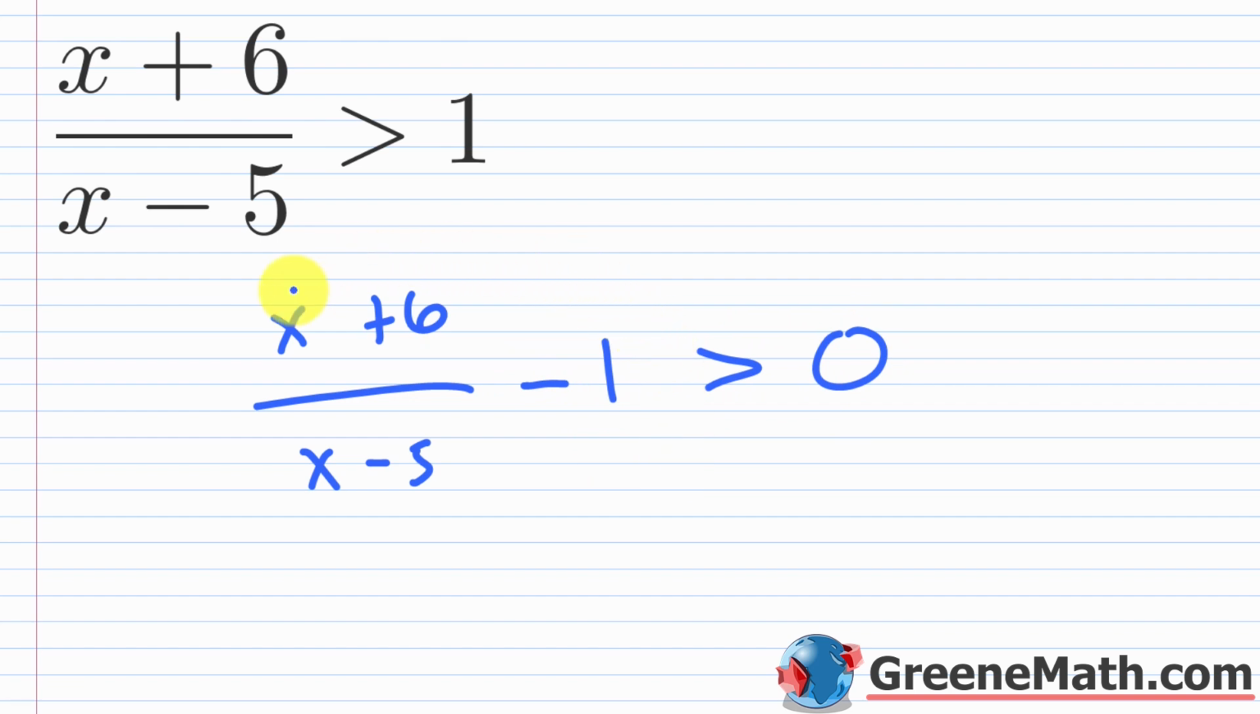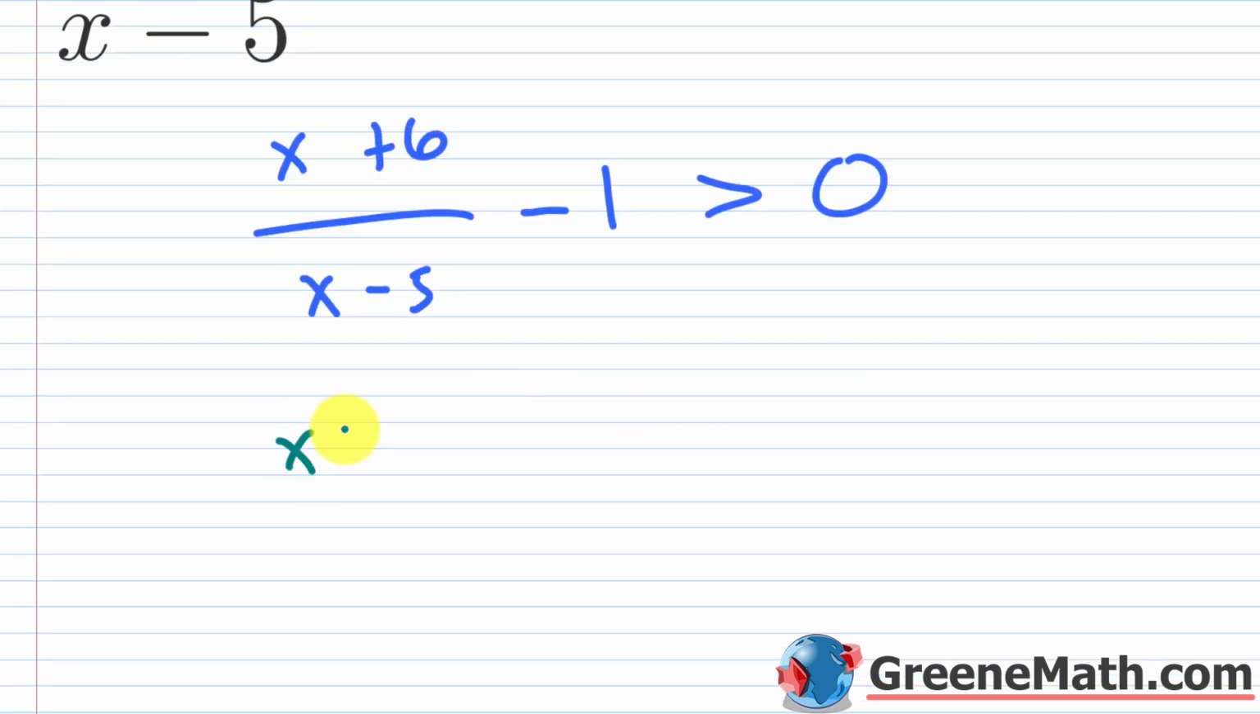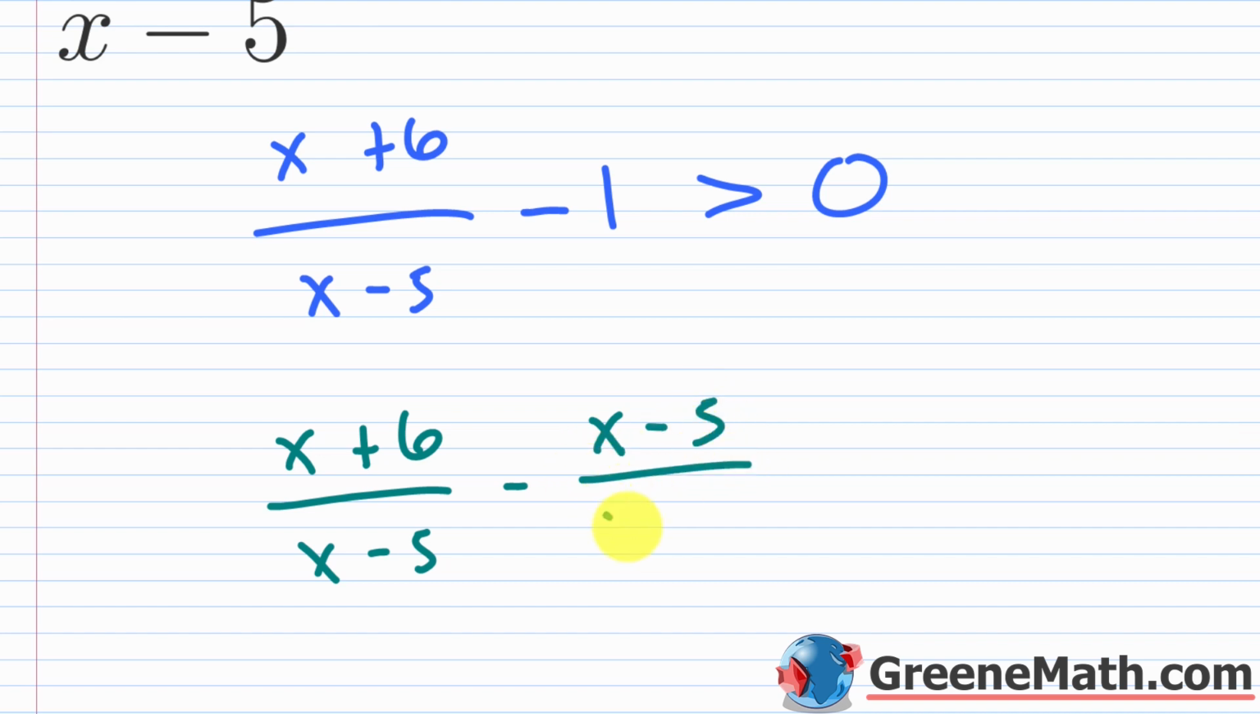So the idea here is to get this into one single rational expression. So what I'll do is say this is x plus 6 over x minus 5, and then minus, I'm going to multiply 1 by x minus 5 over x minus 5, which would just give me x minus 5 over x minus 5. Then this is greater than 0.